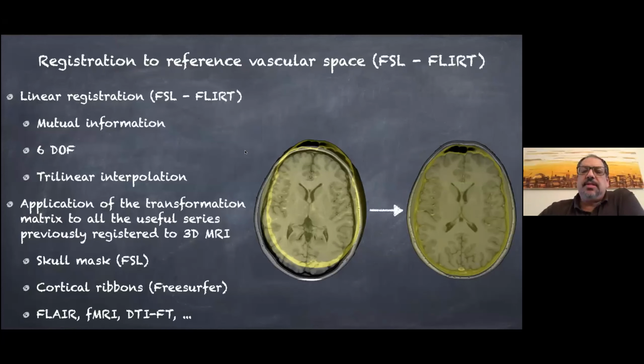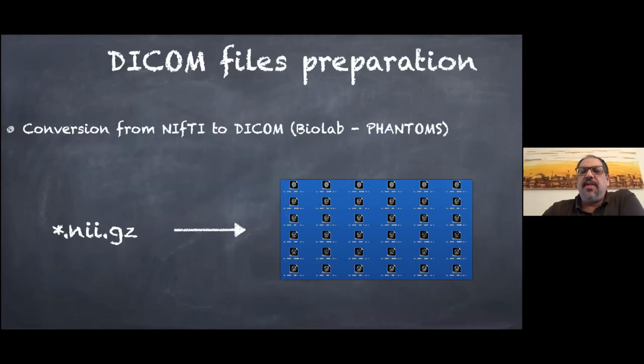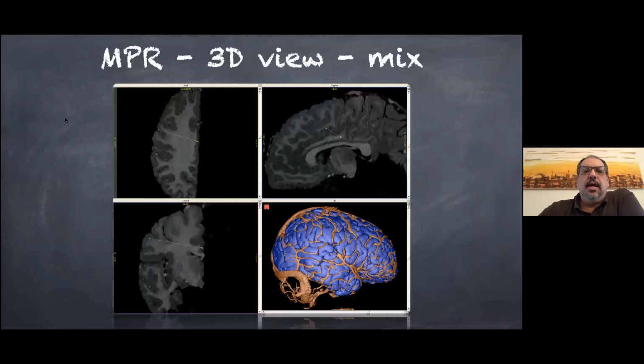Once we have this vascular dataset, this is the reference dataset. We co-register the 3D T1 MR datasets to the vascular space, and all other datasets that were co-registered to the 3D T1 will follow the same destiny. So everything is in the space of the vascular dataset. After the processing has been finished, we convert back to DICOM files in order to upload the files into the stereotaxic planning software.